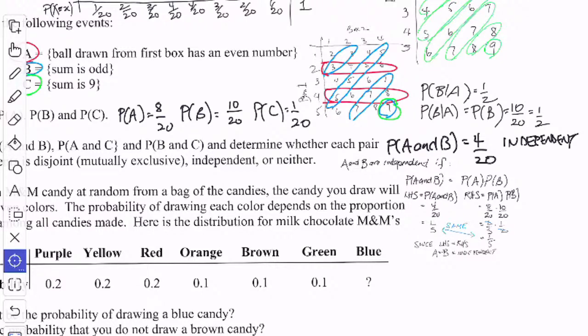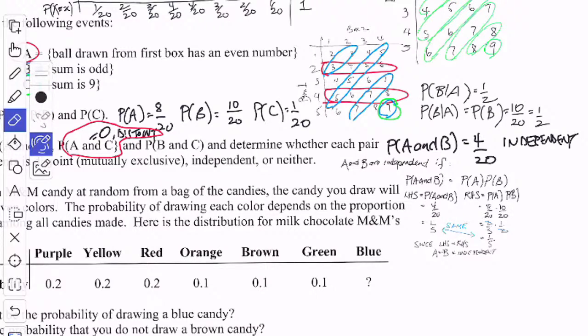No, the blue and the red, the green and the red never overlap. So A and C has a probability of 0. And they are disjoint. They never overlap. Comments?